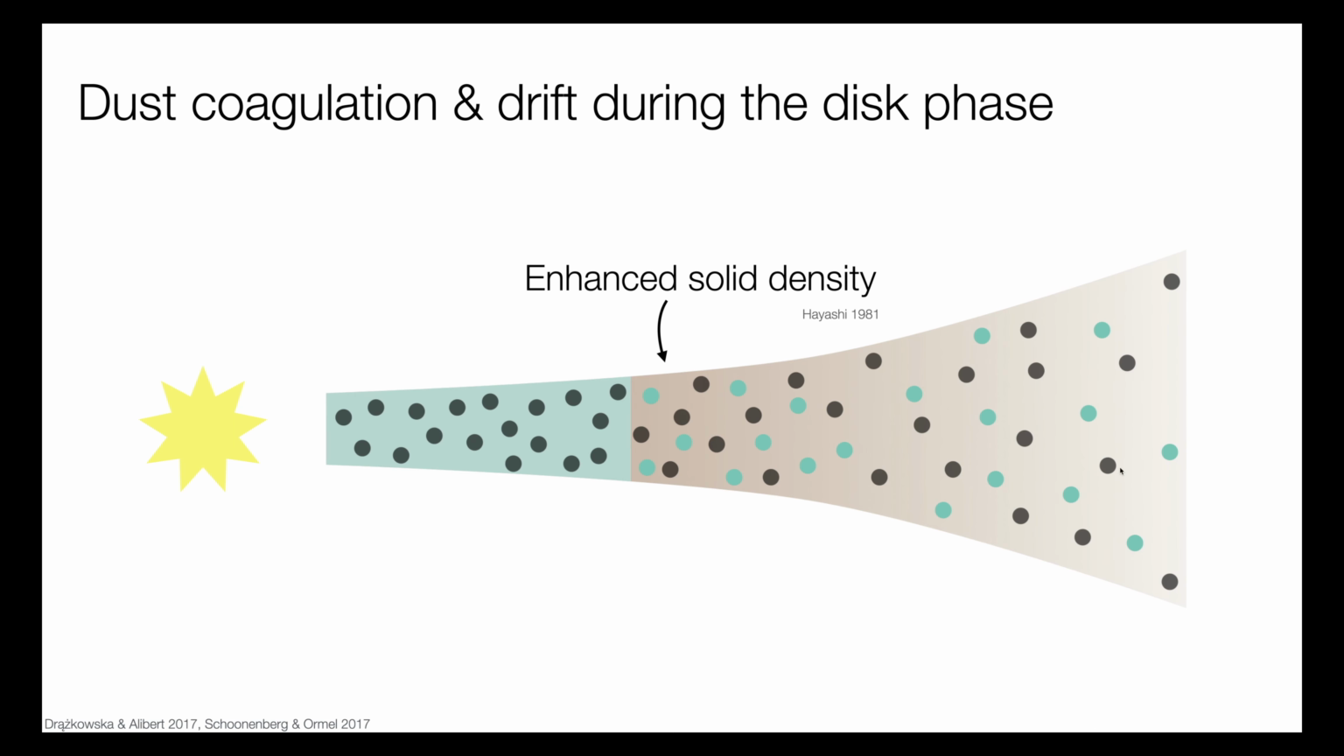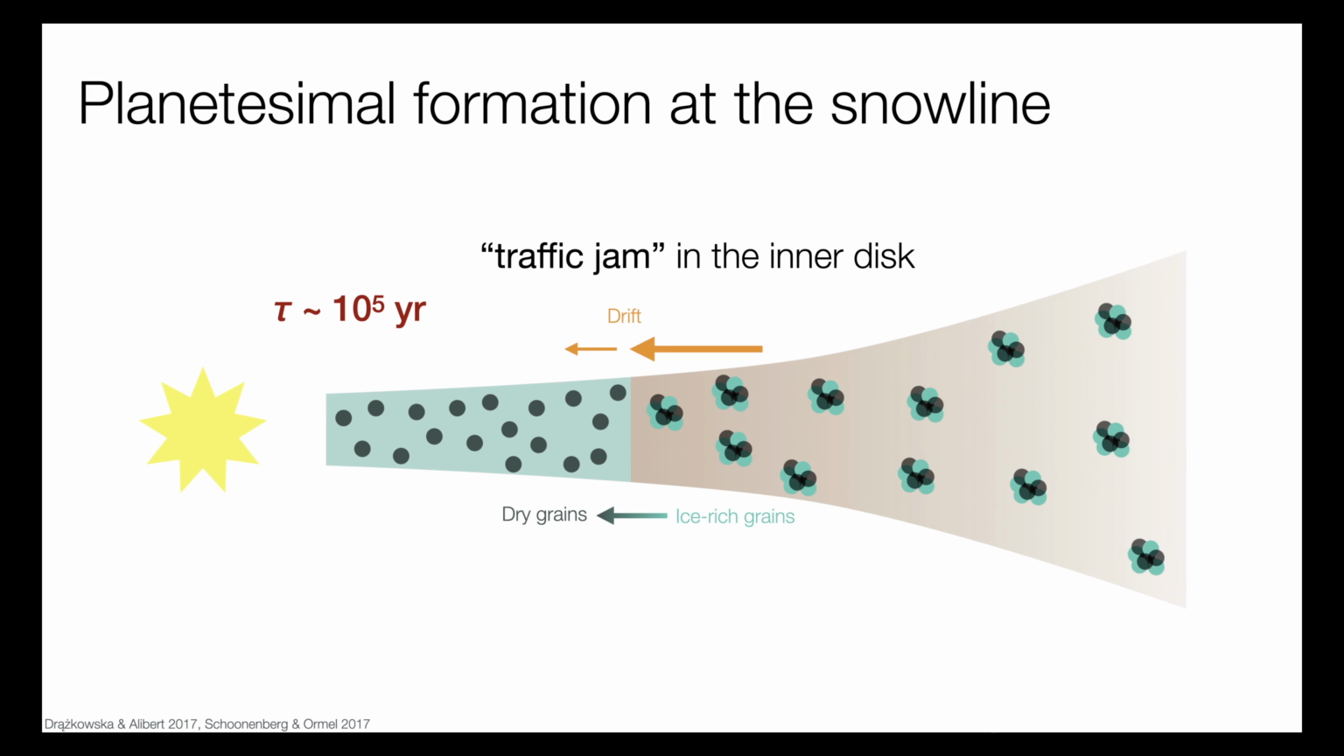Solids are in dust grains. Inside the snowline, water is in the vapor phase. Outside of the snowline, water is in the ice phase, and therefore the solid density is enhanced and dust grains coagulate more efficiently. When they grow, the aerodynamic drag from the surrounding gas becomes larger, therefore their drift velocity toward the protosun increases. When they cross the water ice line, they dehydrate, their sizes decrease, and they drift slower. This leads to a dust pileup or traffic jam at the location of the snowline and facilitates planetesimal formation by the streaming instability mechanism. This happens on a timescale of about 10^5 years.